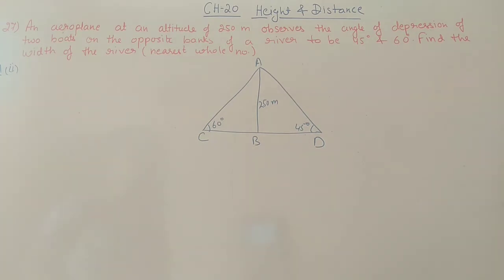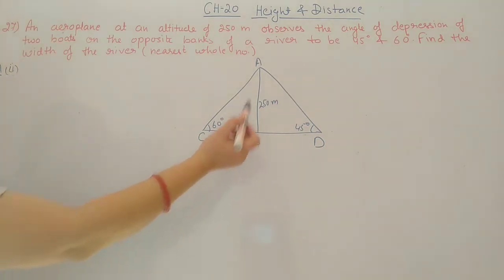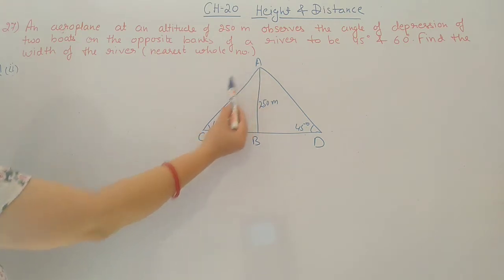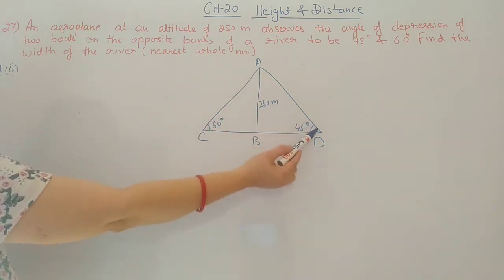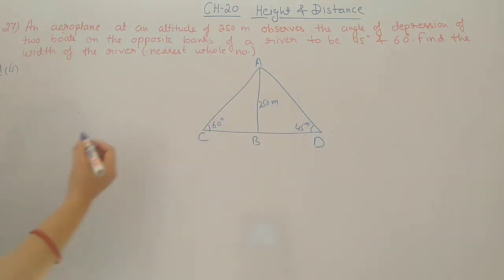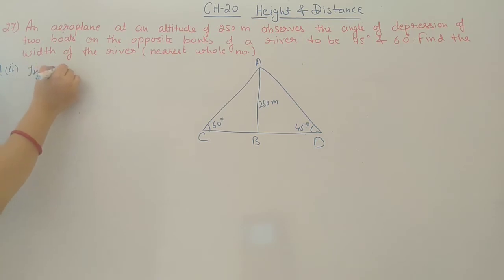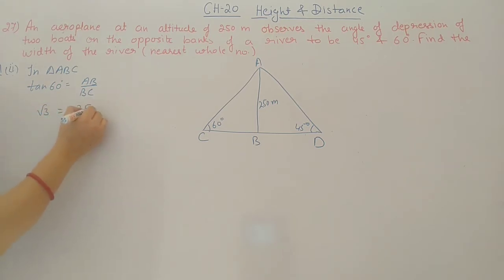Now we will take the second case. In this case CD is the river, and the aeroplane is here in between. One boat is on this side and another boat is on the opposite side. So in this case also we have two right angle triangles. First we will take triangle ABC. Tan 60 is equal to AB by BC. Value of tan 60 is √3, equal to 250 by BC. So BC will be 250 by √3.